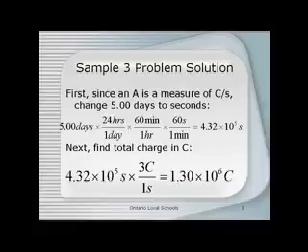What we can do now that we know that is find the total charge in coulombs, which would be a logical next step for us. So we're going to take our 4.32 times 10 to the 5th seconds. We're going to look at our amperage in its base units of coulombs per second, in this case 3 coulombs for every second, and that is equal to, with our seconds canceling, 1.30 times 10 to the 6 coulombs of charge in this reaction.